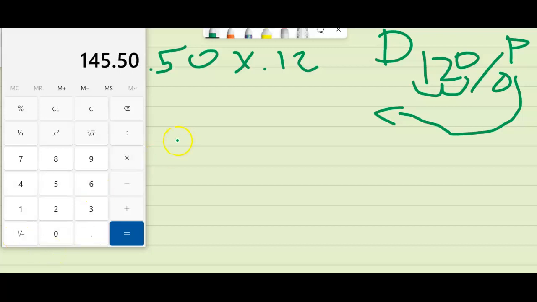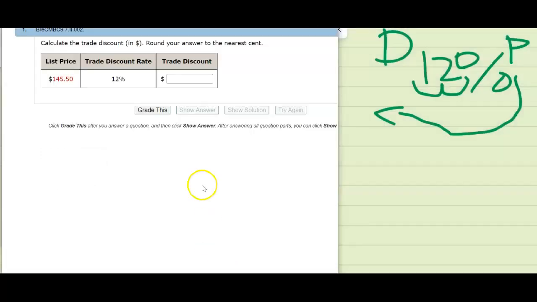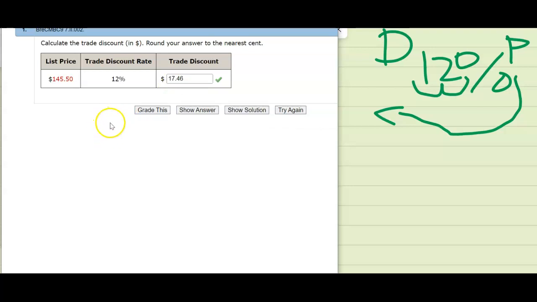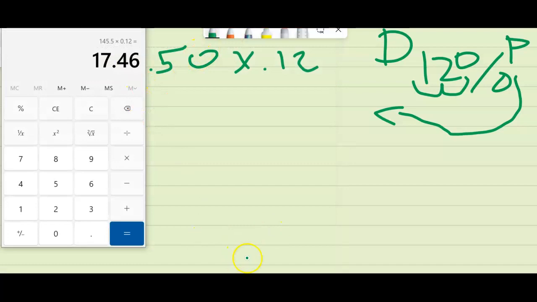$145.50 times 0.12, and that's going to give us $17.46. So let's see if we got that right. Okay, that's correct. Now let's go to the next problem.